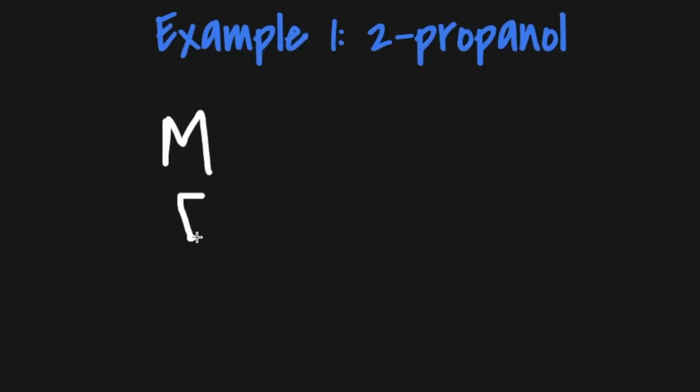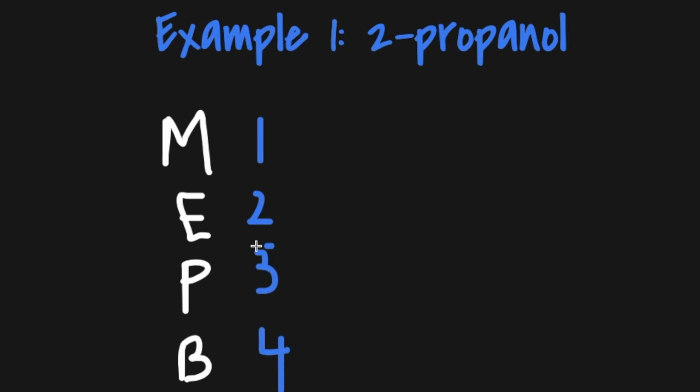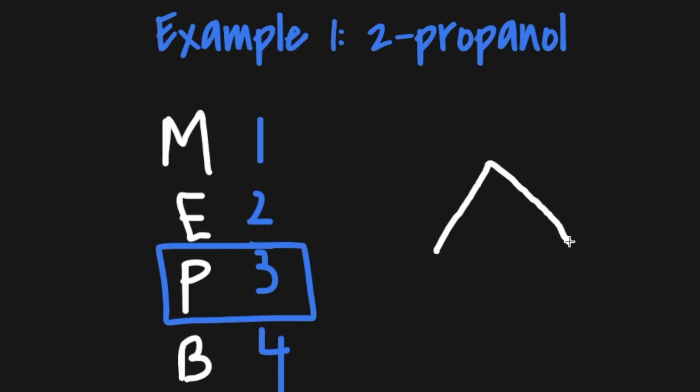For the first example, I'll be drawing 2-propanol. First, we need to determine how many carbons there are in propanol, and that can be done by using the simple mnemonic monkeys eat purple bananas, which is provided in the reference sheet. So, as shown, propanol will have 3 carbons with the hydroxyl group on the second carbon, as indicated by the 2 subscript.